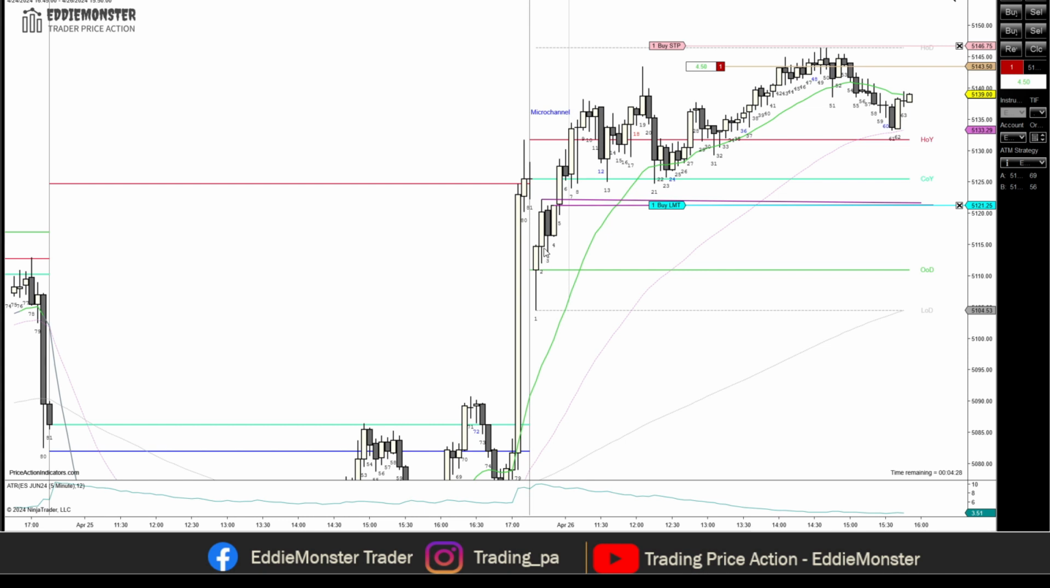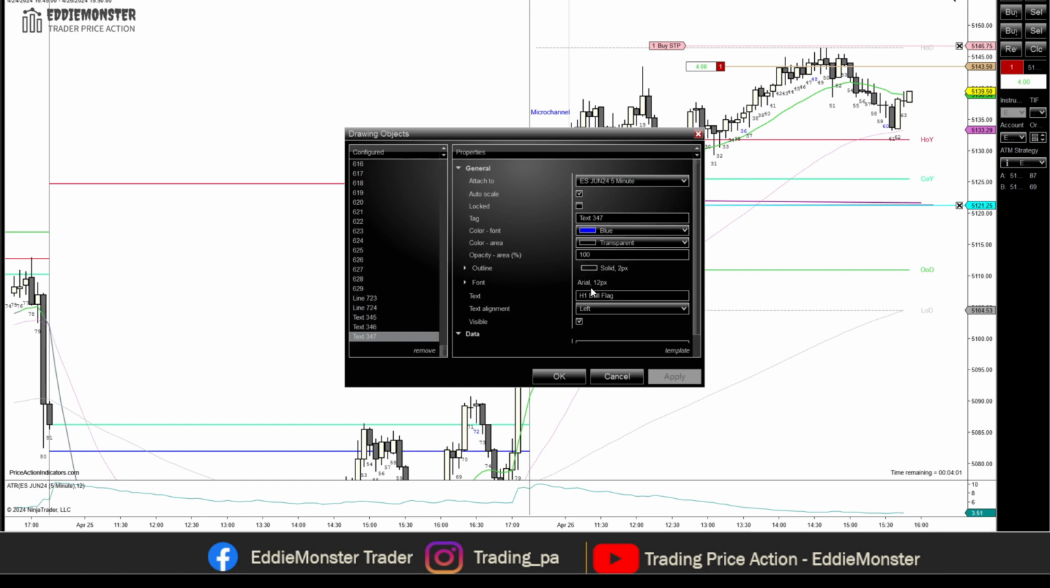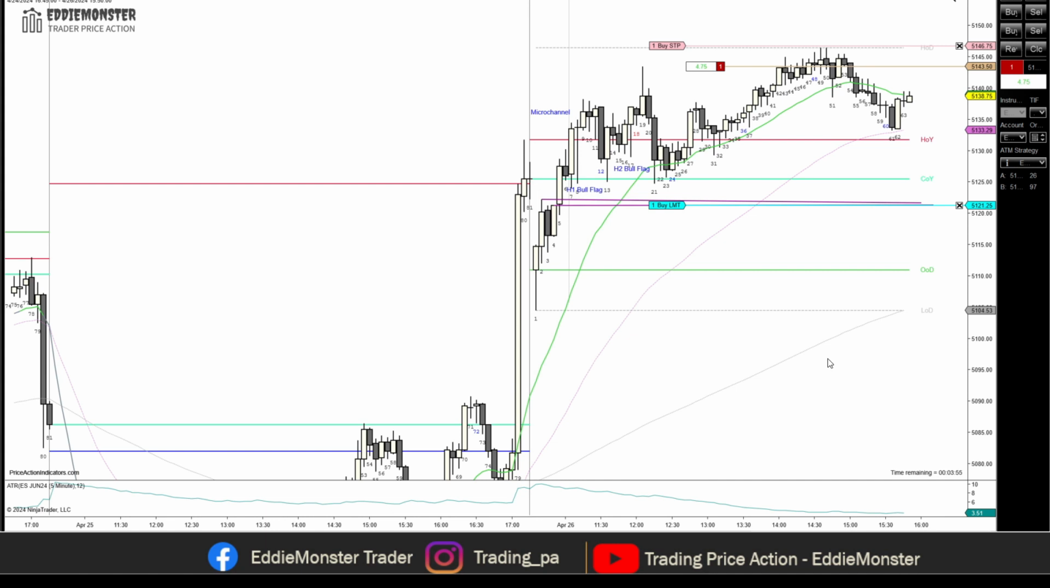This is a good micro channel, but 7 is the one. It's an L1. It's an H1 bull flag. And then 13 is a double bottom bull flag. It's an H2 bull flag here with 16. So in terms of entries so far, we have B1 as a good entry.